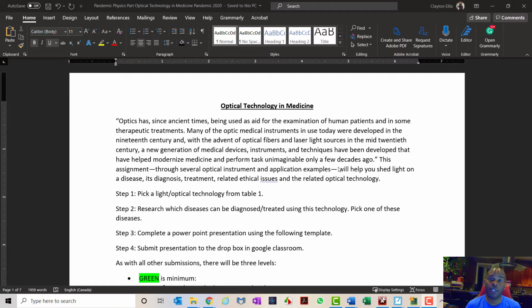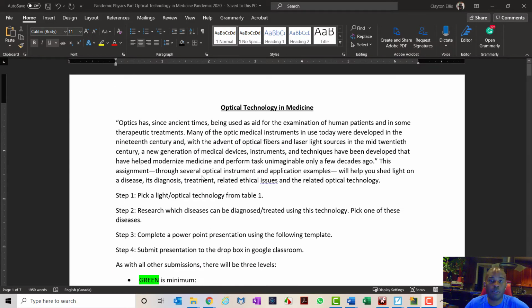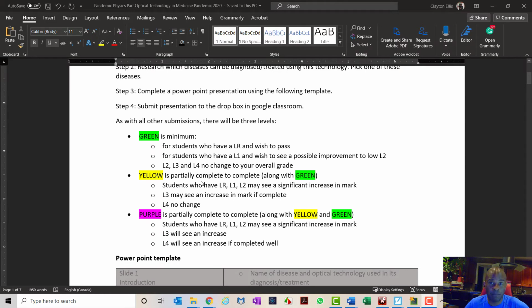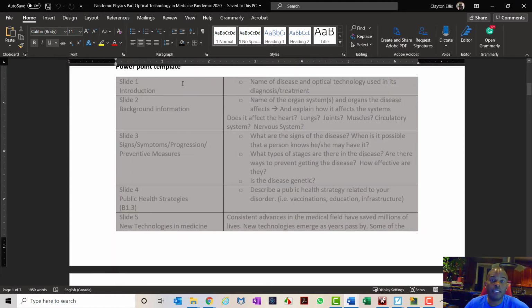And now here we are returning back to that same presentation one more time. So this time around, you'll notice it's slightly changed up. Some of you actually did complete a majority of the physics section, even though we hadn't taught the physics. That was pretty impressive. So you'll notice there's a green, a yellow, and a purple. As usual, the green is the minimum. And I've shown you here what that will do depending on what mark you may have, the yellow and the purple.